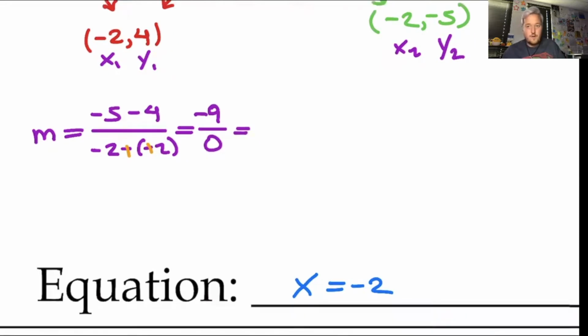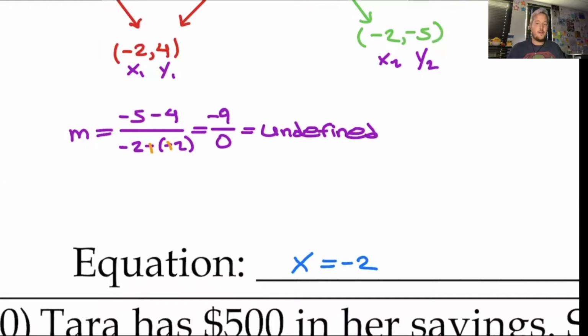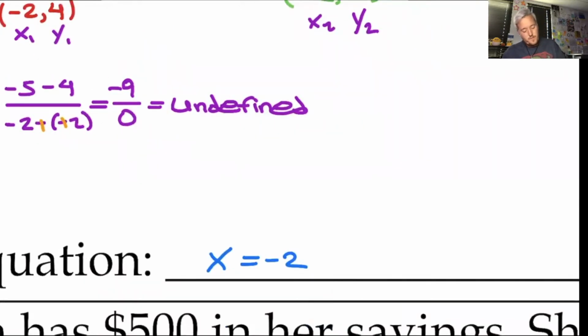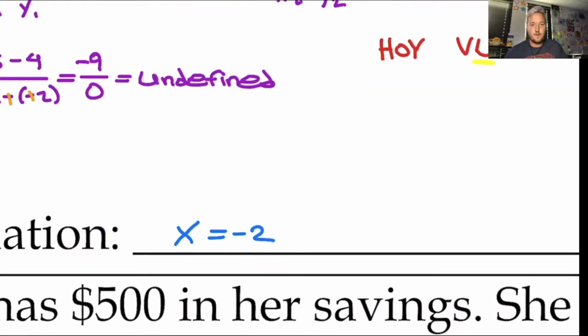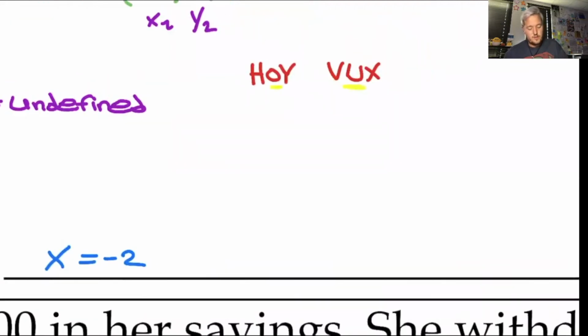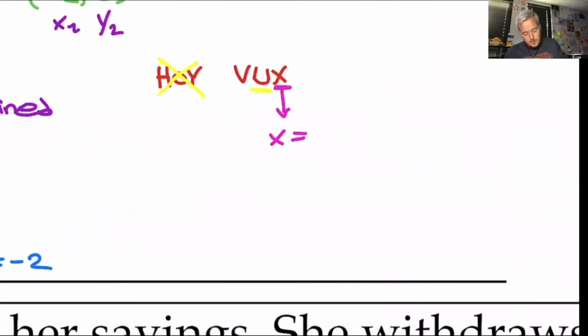So you can't actually divide by 0. So what that means is this is undefined. So whenever you have an undefined slope, that tells you it's going to be a BUCKS problem. Because we have an undefined slope, that's our indicator that we're going to be using BUCKS. Because remember, HOY tells you a 0 slope, so we're not using this one at all. And if you remember from BUCKS, that means we have an x equals equation. So we're just going to take the x value from those coordinates, which is -2. So it's just x equals -2.